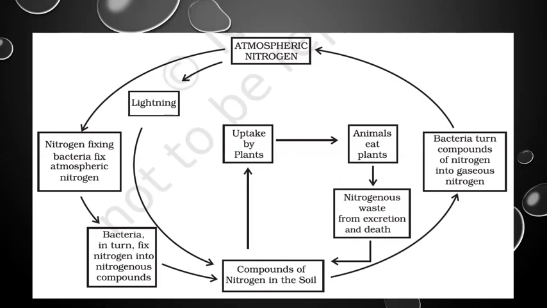This is the nitrogen cycle, where the atmospheric nitrogen is first fixed by the nitrogen fixing bacteria. The bacteria in turn fix nitrogen into nitrogenous compounds. Then the compounds of nitrogen are utilized by the plants from the soil. Then plants are eaten by the animals. Nitrogenous waste from the excretion and death of animals and plants again forms compounds of nitrogen in the soil, and then some microorganisms like bacteria turn the compounds of nitrogen into gaseous nitrogen, and this gaseous nitrogen moves back into the atmosphere.